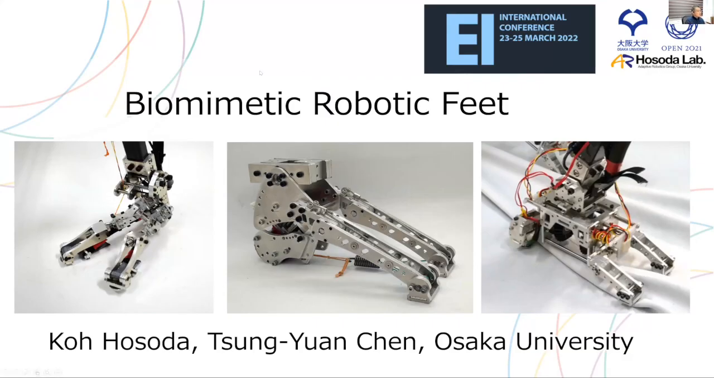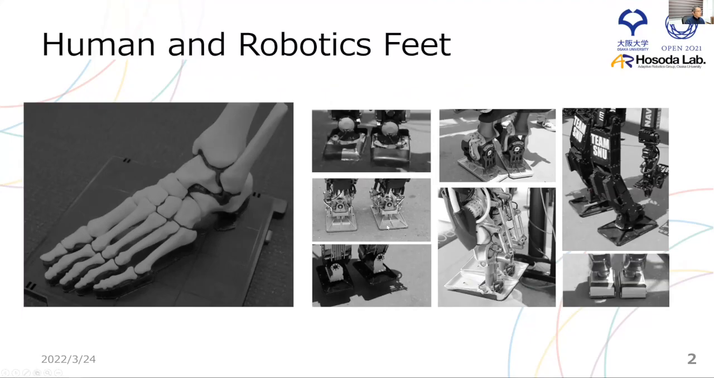These are what we call biomimetic robotic feet. I am going to introduce these three types. Before talking about the details of the robotic foot, we have to understand the complexity of the human foot. The human foot consists of 26 bones.